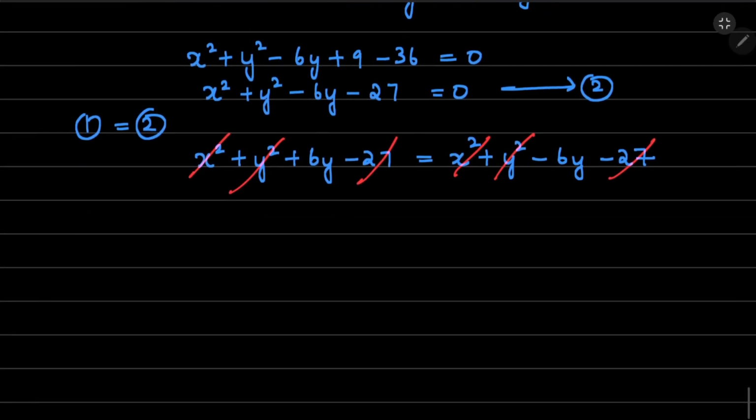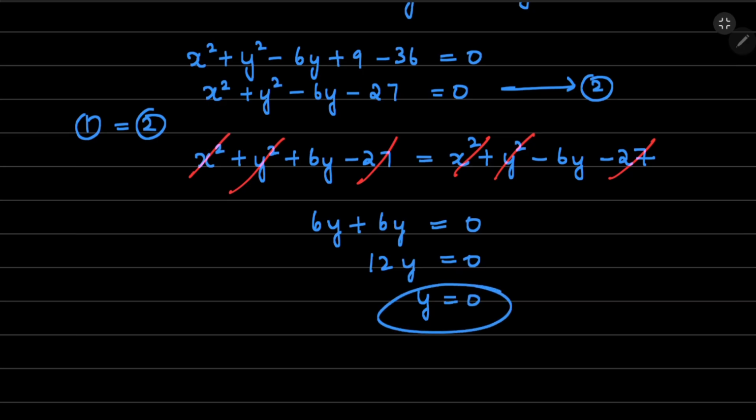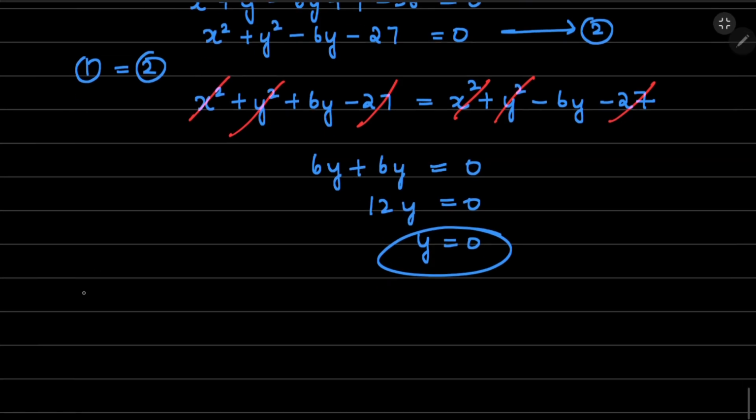What are you left with? 6y plus 6y equal to 0. So 12y equal to 0, which means y is equal to 0. So now you can put it in any one of the equations. So let's put y equal to 0 in equation 1.